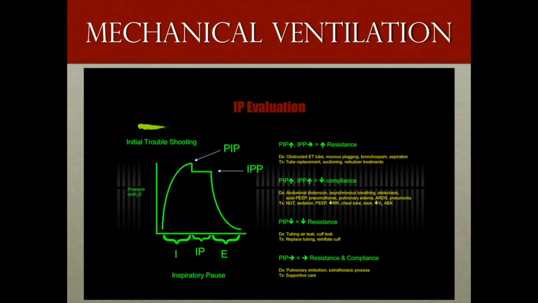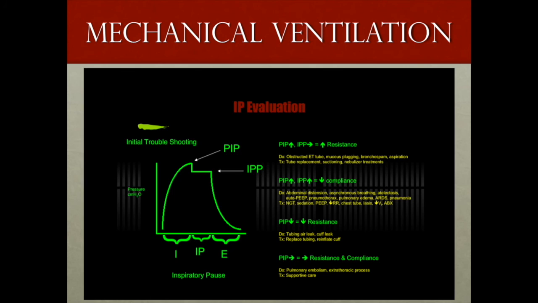And your differential diagnosis is not limited to, but is likely to include obstruction within the ET tube, mucus plugging, bronchospasm, aspiration, and the treatment for which may be suctioning out the ET tube, or if it is circumferentially caked with mucus and permanently narrowed, it may need to be replaced. Suctioning can relieve mucus plugging, nebulizers can help with bronchospasm, and aspiration would need supportive care as well.